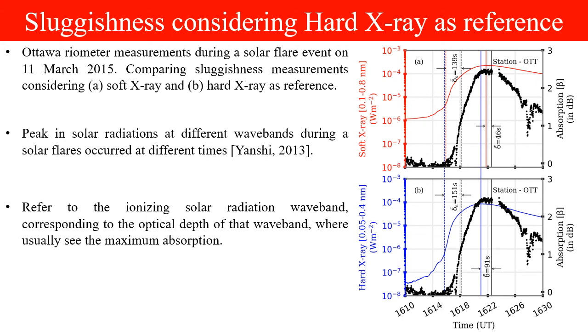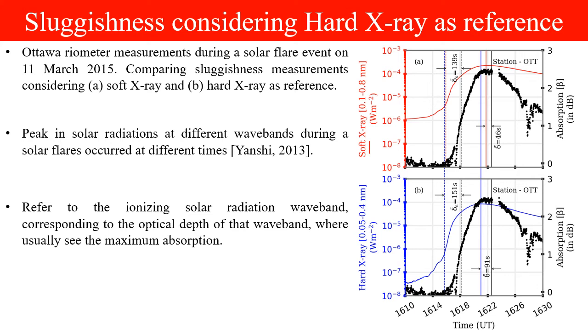Now, finally, we talk about the sluggishness considering the hard X-ray as a reference, because historically, as per our understanding and knowledge, the VLF studies only used the soft X-ray as their reference value. We already showed this figure on the top panel, where the red line is solar soft X-ray and the black dots represent the absorption from the riometer for a particular event of March 11th, 2015. And you can clearly see the different lines passing through.